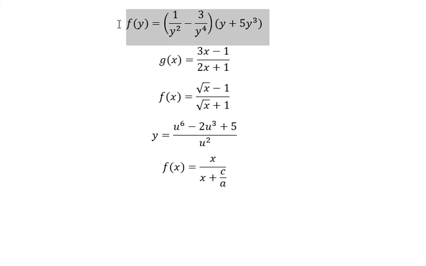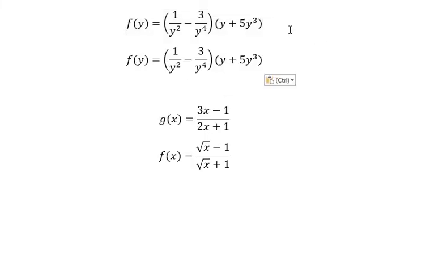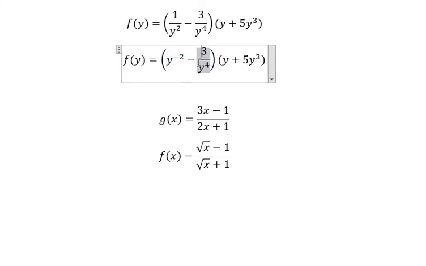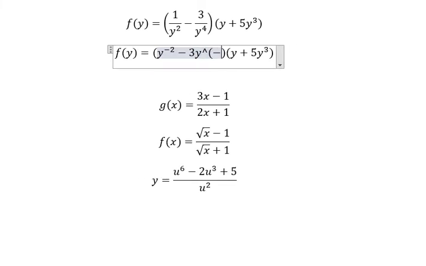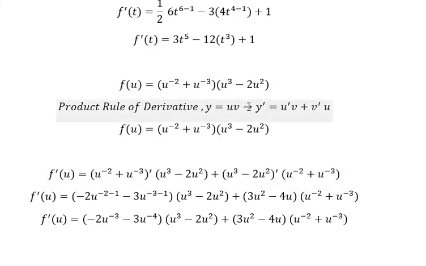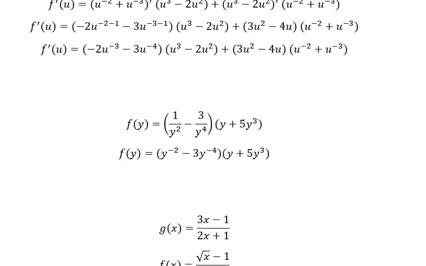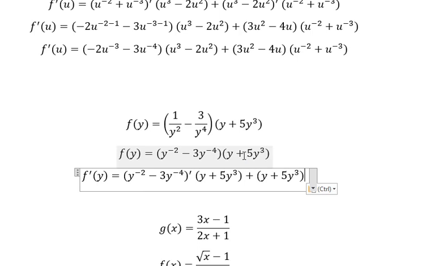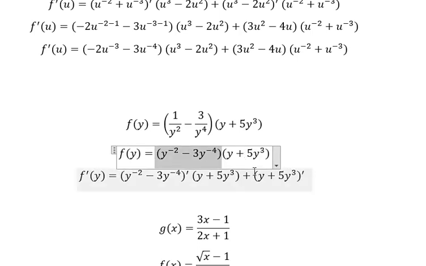Question number 4, similar. So in this one, we change for y to the power of negative number 2. This is about 3y to the power of negative number 4. Now we apply the product rule of the derivative. So if we do first the derivative of this one, multiplied by this one, plus first the derivative of this one, multiplied by this one.